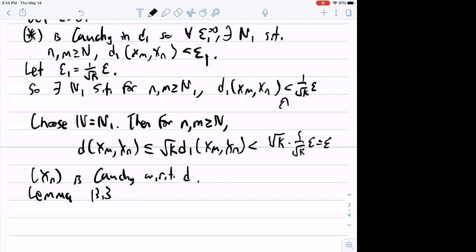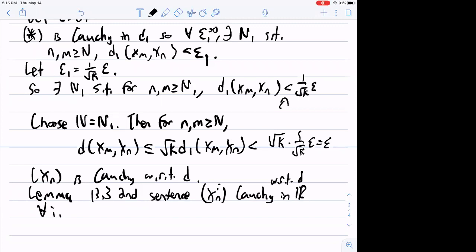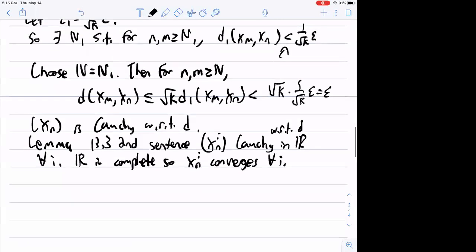Exactly the proof I wrote, right? Lemma 13.3, second sentence, says x_n is Cauchy in R for all i with respect to D. And then R is complete, so x_n^i converges for all i. It's the wrong proof I wrote, but the wrong proof is right for D, right?